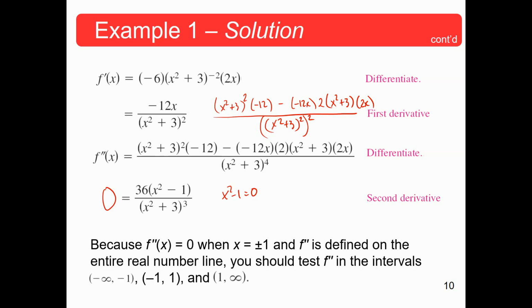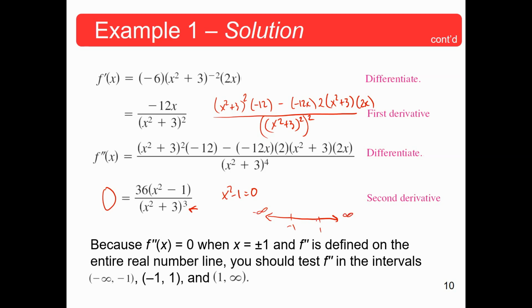Now, because the second derivative equals 0 when this is the case, and f double prime is defined everywhere on the entire real number line, because this can never be 0, right? Because x squared plus 3 is always going to be positive. Then all we need to do is set up a test interval from negative infinity to negative 1, from negative 1 to 1, and from 1 to infinity. So we're going to do our number line. We're going to use negative 1 and 1. We know we can go from negative infinity to positive infinity.